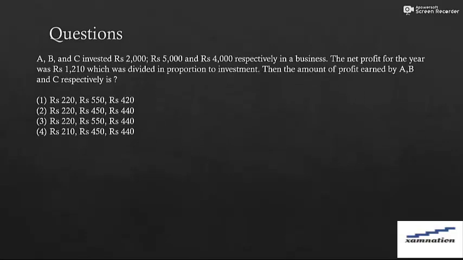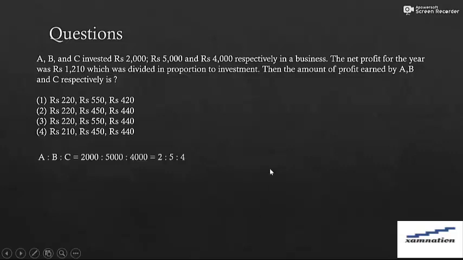Our first question is: A, B, and C invested rupees 2,000, 5,000, and 4,000 respectively in a business. The net profit for the year was 1210, which was divided in proportion to investment. The amount of profit earned by A, B, and C respectively is. So here we have been directly given the amount invested by A, B, and C, and since no time period is mentioned, we can assume that they have invested the amount for an equal amount of time.